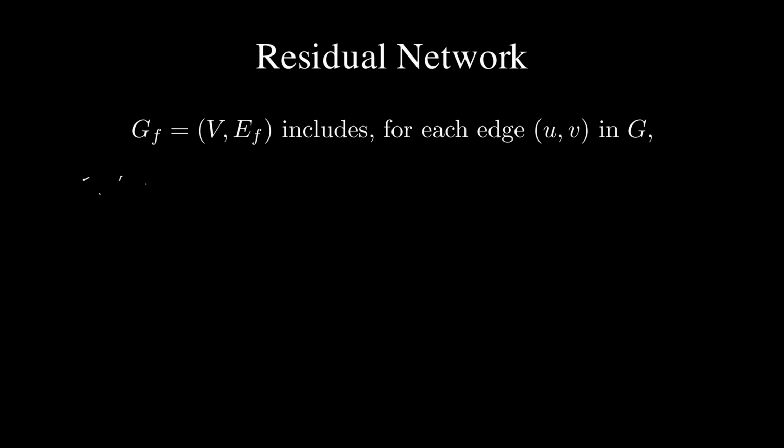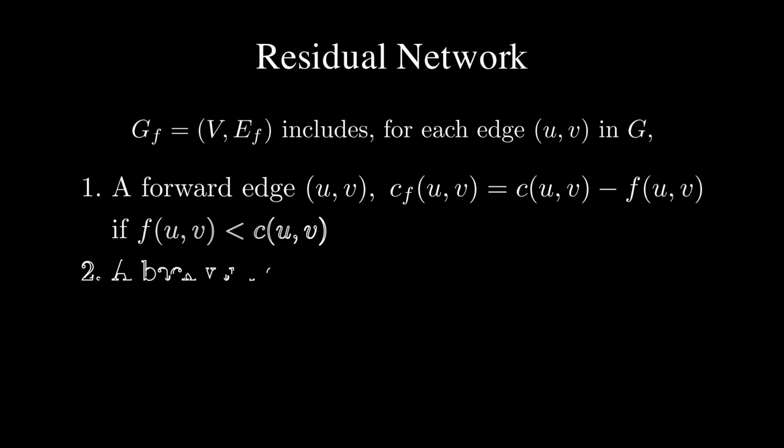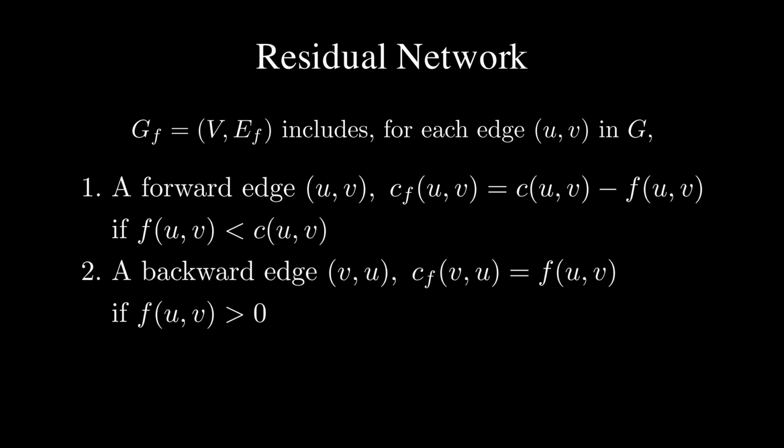Before we dive into the algorithm for finding the max flow, it is essential to understand what a residual network is. A residual network is derived from the original flow network G and includes the same vertices. For each edge (U, V) in G, the residual network includes a forward edge UV with residual capacity equal to the capacity of the edge minus the flow if the flow is less than the capacity, and a backward edge VU with residual capacity equal to the flow if the flow is positive.